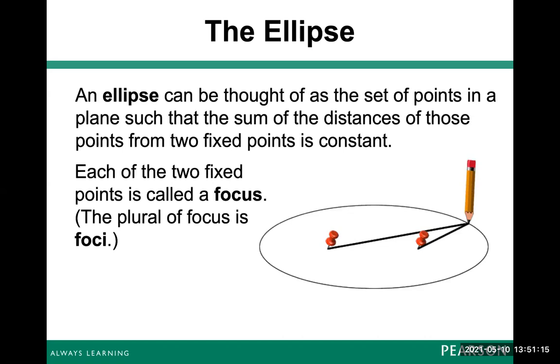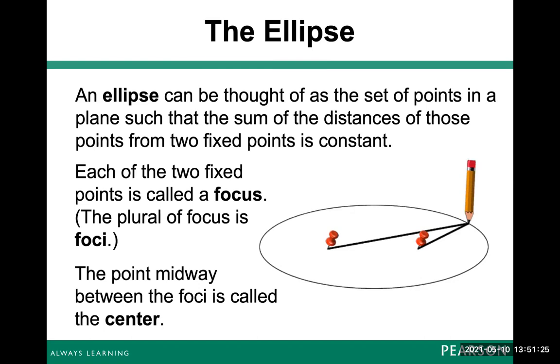Each of the two fixed points, which in this model are the push pins, is called a focus, and the plural of focus is foci. And the point midway between the foci is called the center.